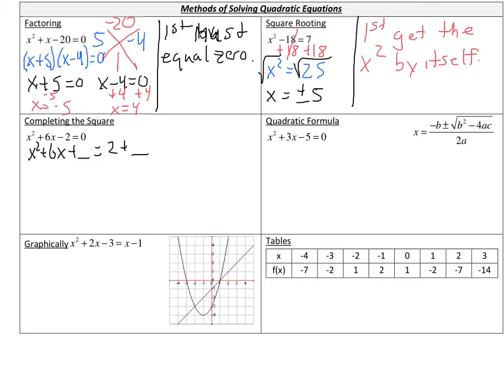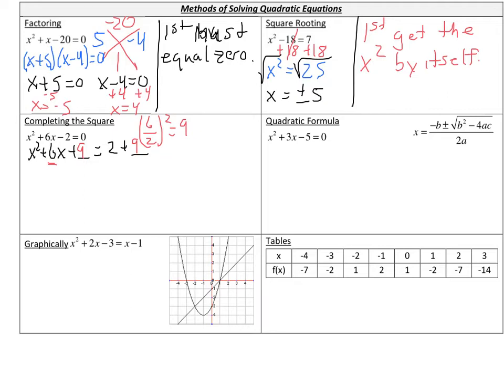With that said, how do we figure out the blank? Well, do you guys remember you take 6 here, and what do we do with it? Divide by 2. Yep, you divide by 2 and you square it. What do we get? Take 6 divided by 2 and square it. What do we get? 9. You get 9. So you're going to add 9 here and add 9 here. That is okay because they're on opposite sides of an equal sign.